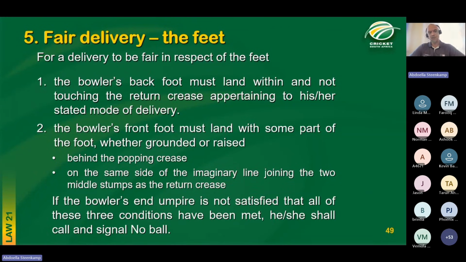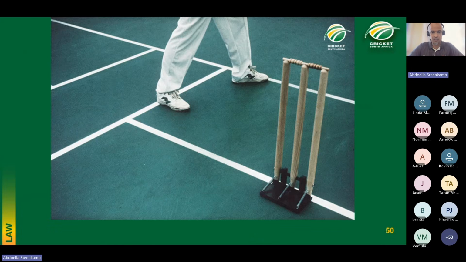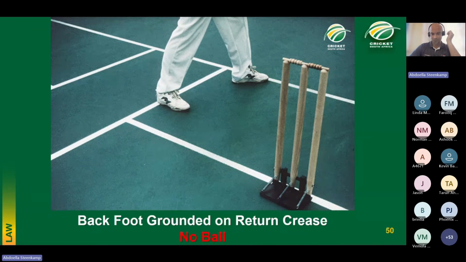I've got a few pics that will illustrate how the theory works. So this is a right-arm bowler bowling over the wicket. Let's start with the front foot. Which crease goes with the front foot? The popping crease. Is there any part of the front foot, whether grounded or raised, behind the back edge of the popping crease? Yes, there is. So happy with the front foot? No issue. Let's look at the back foot. Is the back foot touching the return crease? Yes, it is. That's why this is a no ball.